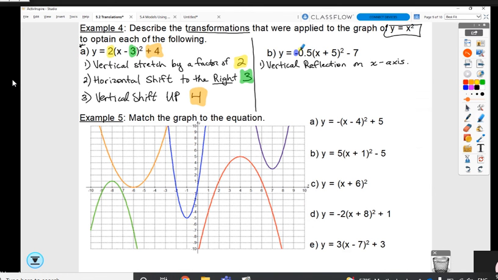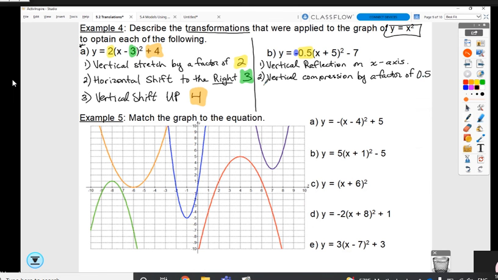And how about 0.5? It's either going to be a stretch or compression. What do you think it is? Yeah, how come? It's between 0 and 1, yes. Vertical compression, we'll say by a factor of 0.5 or 1/2, whatever that might be.